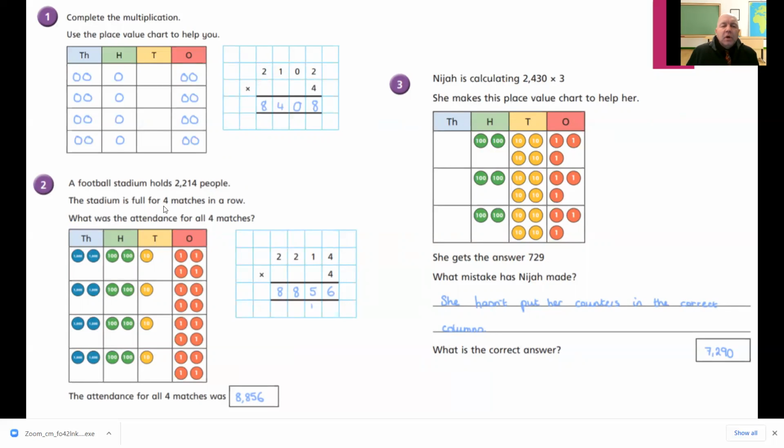2,214 people over 4 matches. So we need to work out 4 lots of 2,214. Again, the counter grid is there if you would like to just double check.